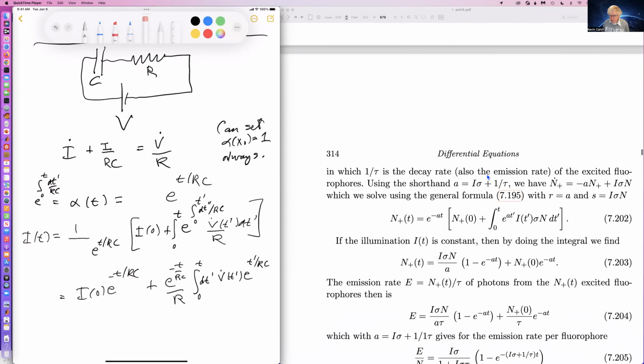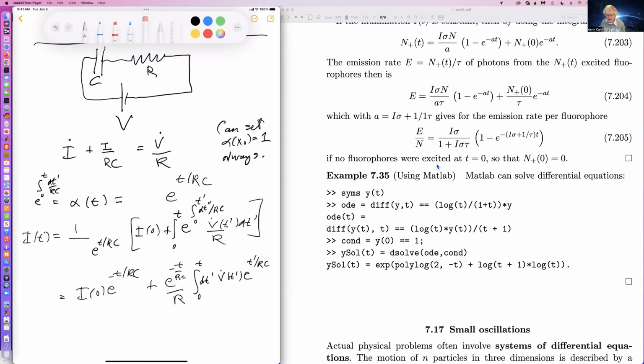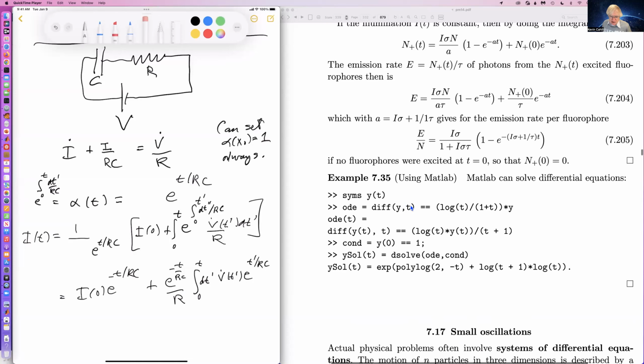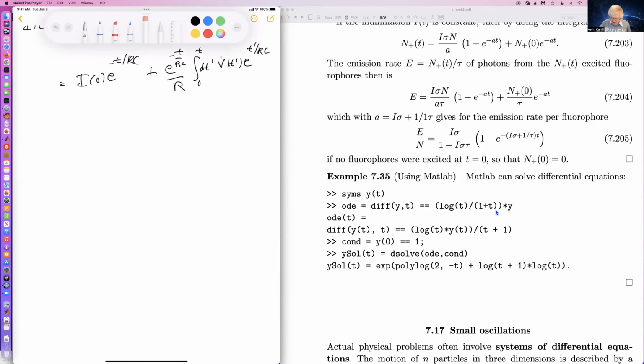I think I'm going to skip the fluorophore business. Here is something that I think I might have mentioned to you briefly last time, namely that Matlab can solve differential equations. And in fact, it does a remarkable job at this. I find that more impressive than almost anything else it can do. So you say syms y of t, you say your ODE is the derivative of y with respect to t. That's going to be log of t over 1 plus t times y. So in other words, we're translating this differential equation.